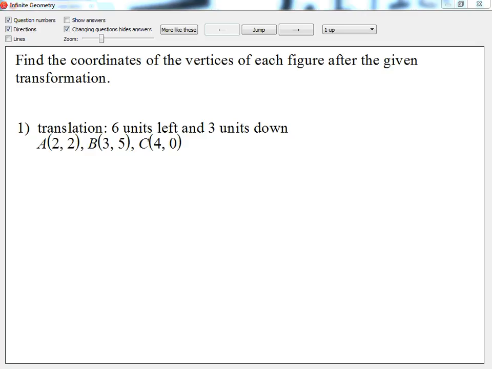Transformations. I just want to look at translations this week. We'll take a look at the other transformations in the upcoming weeks. So the notes from yesterday should help us out. Let me just take a look at how we do this real quick.